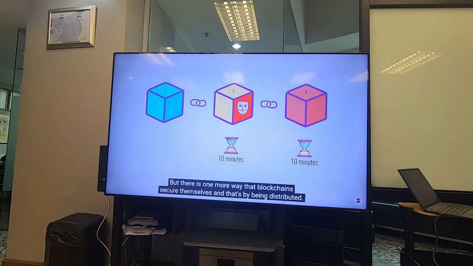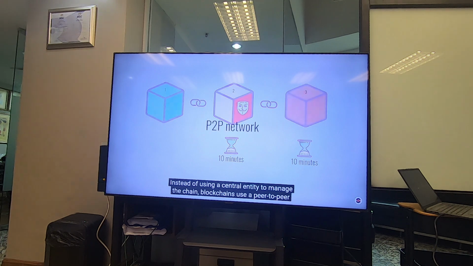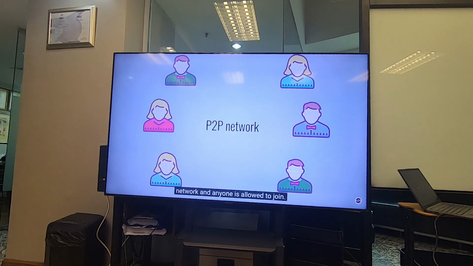But there is one more way that blockchains secure themselves, and that is by being distributed. Instead of using a central entity to manage the chain, blockchains use a peer-to-peer network and everyone is allowed to join.